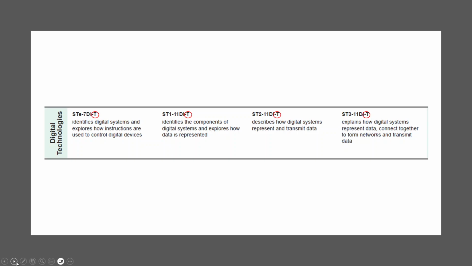So we see the creation of human knowledge and the application of human knowledge emerging in the syllabus, which is quite positive. There's a whole digital technology strand that I think is really cool, and you might like to look at this to some extent in your next assessment task. So you can see here, this is primarily focused on identifying digital systems, and explores how instructions are used to control digital devices. So it begins very early in early stage one.